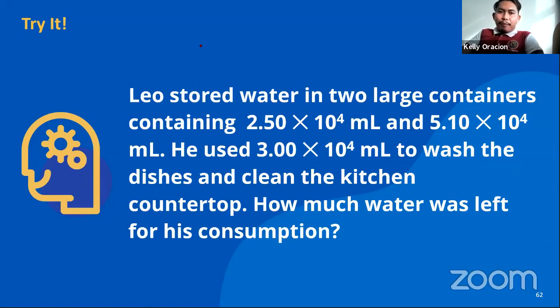Leo stored water into 2 large containers containing 2.50 times 10 raised to 4 ml and 5.10 times 10 raised to 4 ml. Then, he used 3.00 times 10 raised to 4 ml to wash the dishes and clean the kitchen countertop. The question, how much water was left for his consumption?